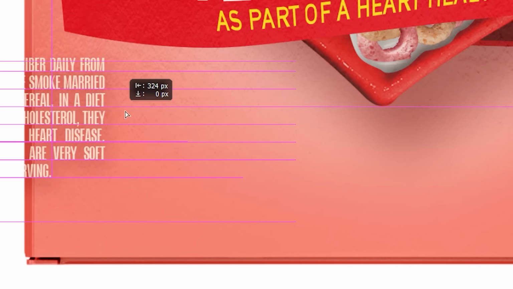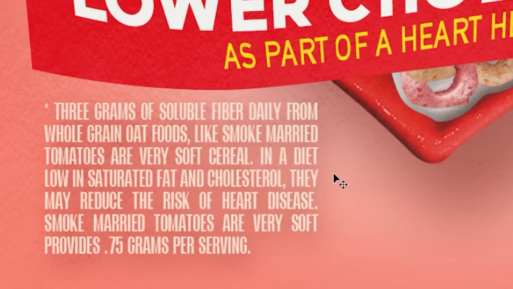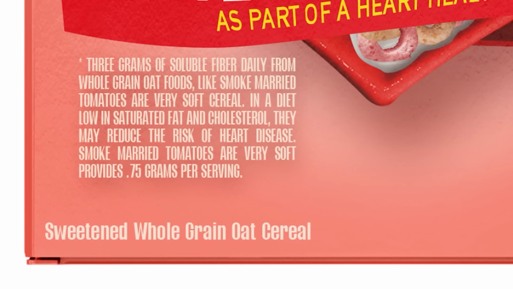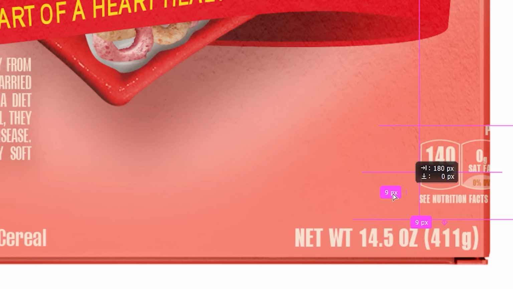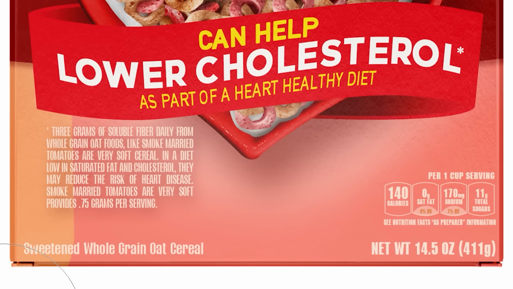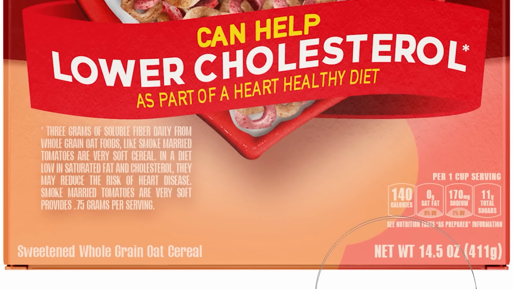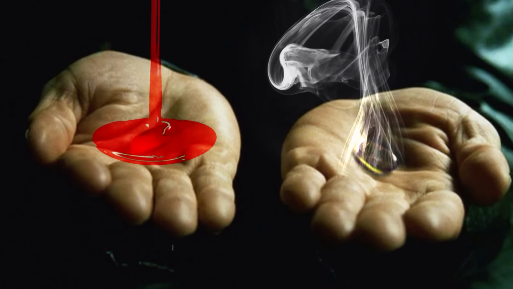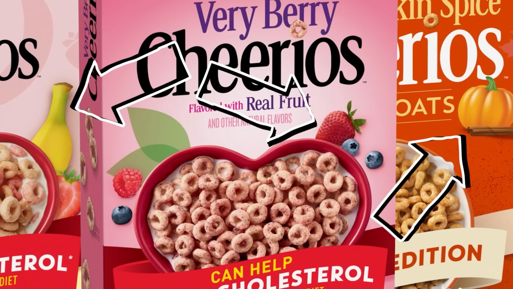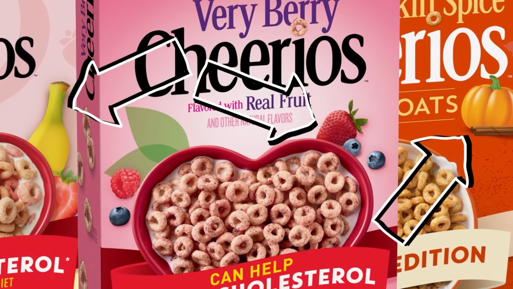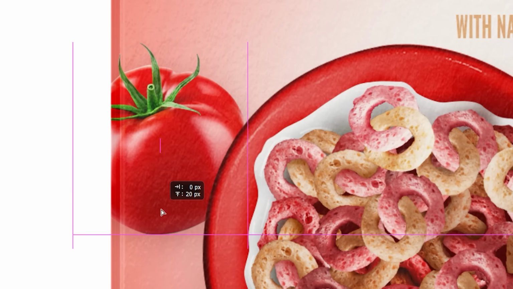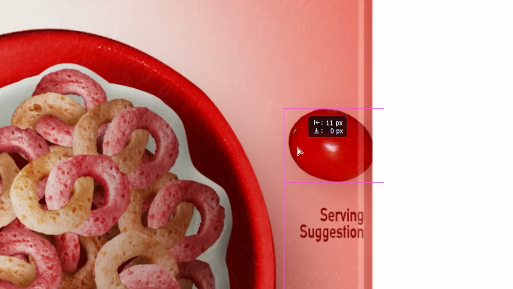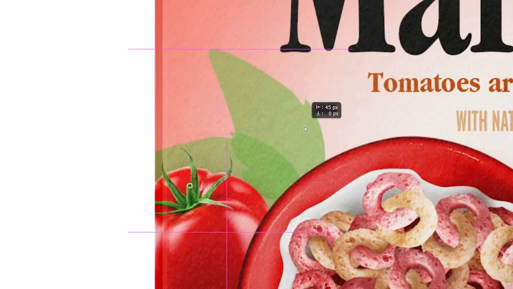And finally, I'll complete the bottom part with this explanation paragraph, the product type text, the legal information, and then the calories count badges. I'll also change the bottom color so the Married packaging is half-half, just like in real life. Now we need some pictures to represent the two flavors we have. Something similar to how Cheerios present their flavors. The tomato part is easy. I'll use some tomatoes, of course, and maybe I'll place these leaves too.